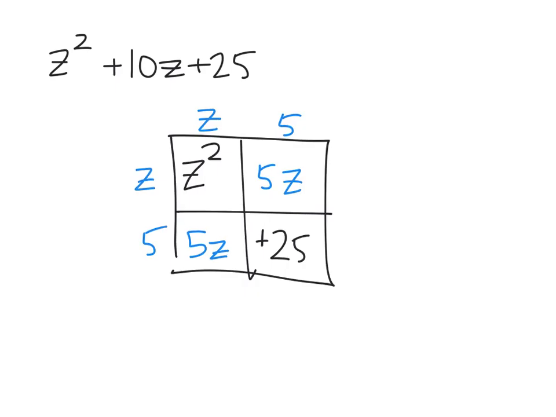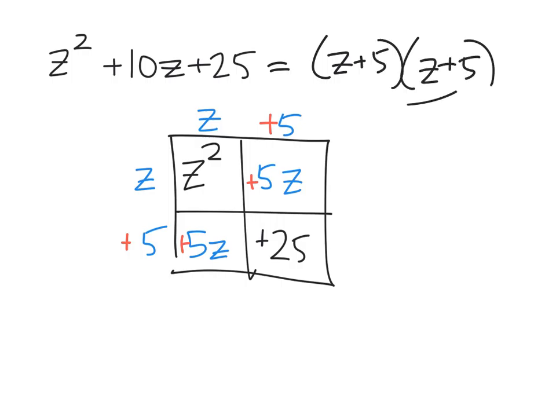Now, we want our internal terms to equal positive 10. Well, how do we get these two guys to equal positive 10? Well, it means this has to be positive 5z and that has to be positive 5z, so that makes those positive 5s. So this factors to z plus 5 times z plus 5.